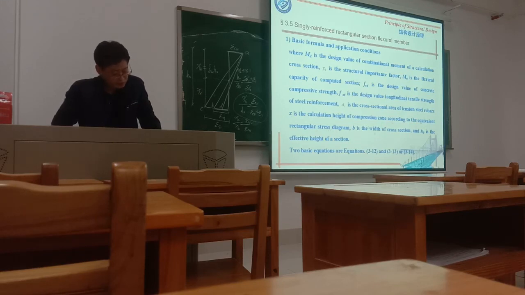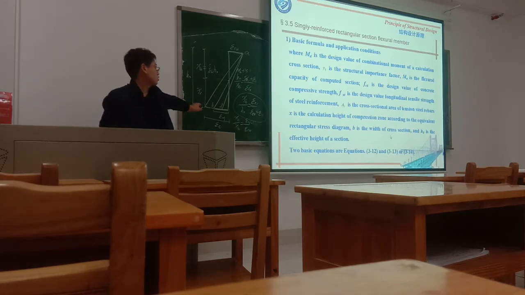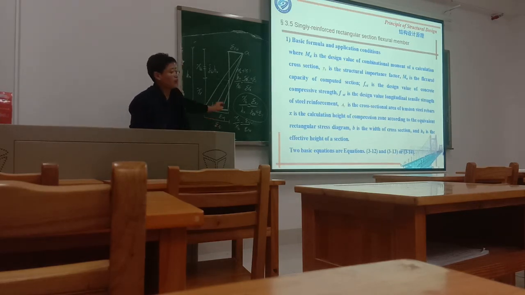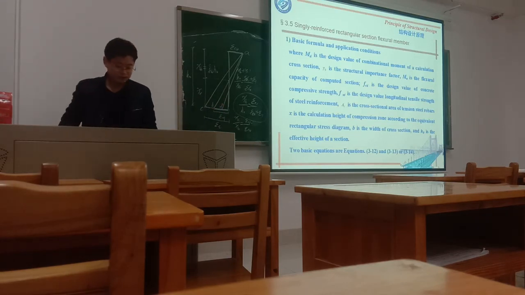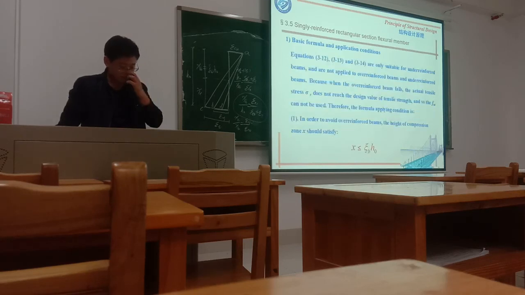b is the width of the cross-section, and h0 is the effective height of the section. h0 equals h minus as, where as is the distance from the center of the steel bar to the surface of the beam. So these are the three basic formulas for calculating.